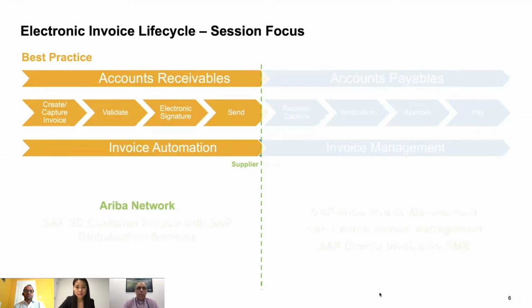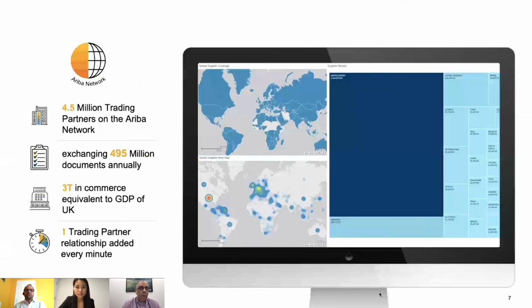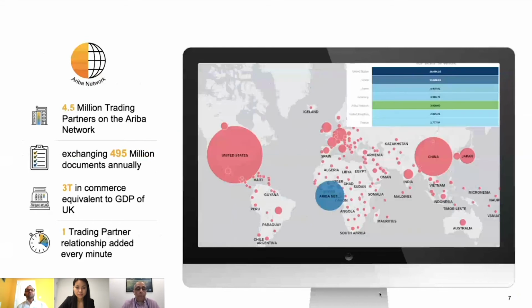The Ariba Network, for those of you that are not aware, is the largest business-to-business network in the world. We have 4.5 million trading partners in the Ariba Network, almost 500 million documents traded annually, and almost $3 trillion in commerce. So that you understand the volume of the Ariba Network: more transactions and more spend flow through it annually than some of our competitors and other companies in this space do in their lifetime over the last 10 years.